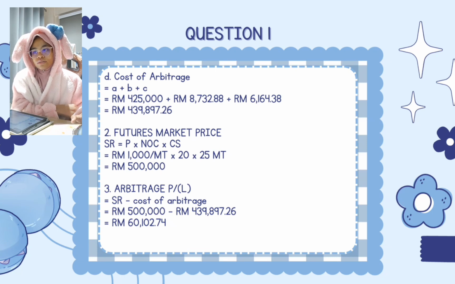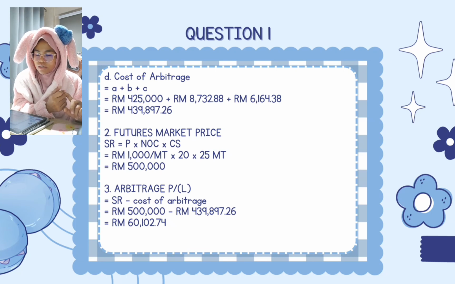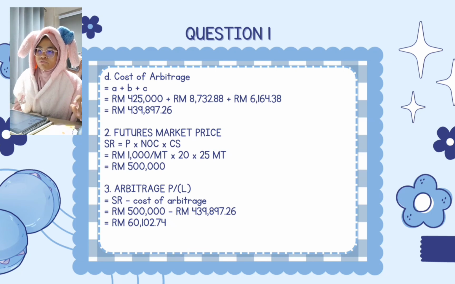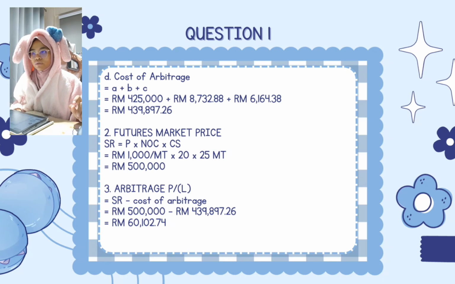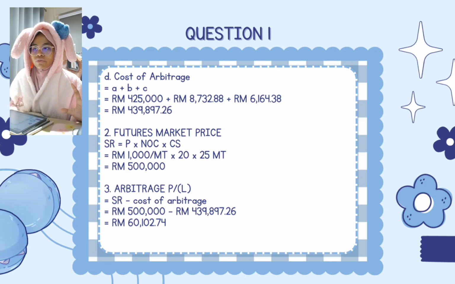Next, calculate the futures market price, which is sales revenue equals price times number of contracts times contract size. So the price is 1,000 ringgit per metric ton times 20, which is the number of contracts, times 25 metric tons, which is the contract specification for FCPO. And you will get the answer of 500,000.